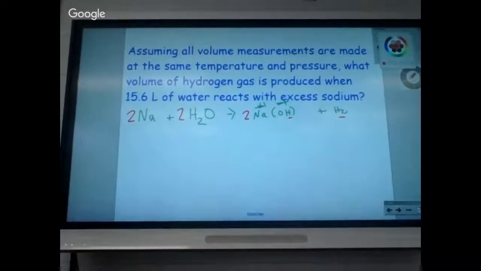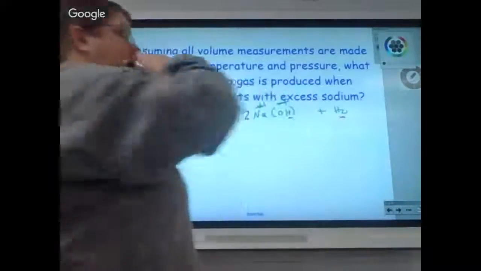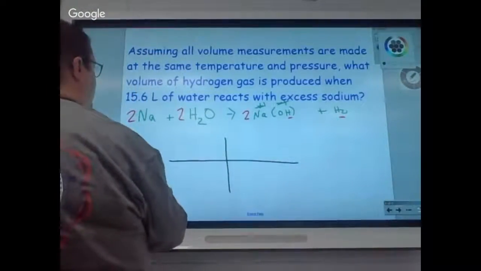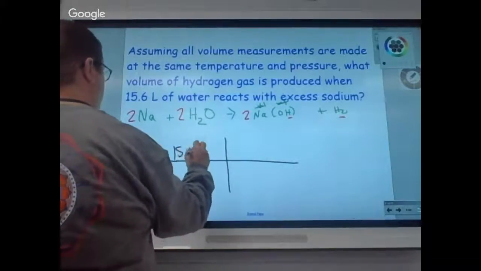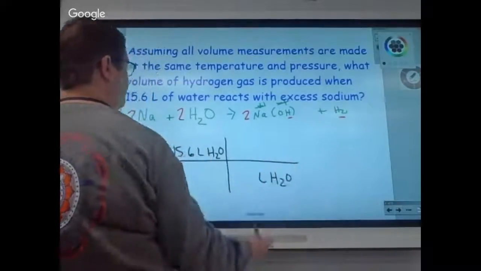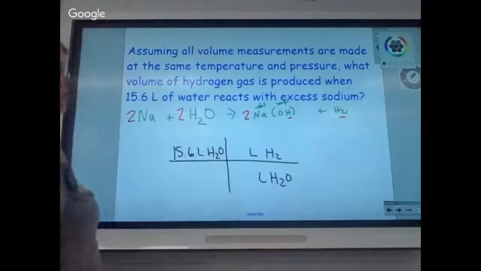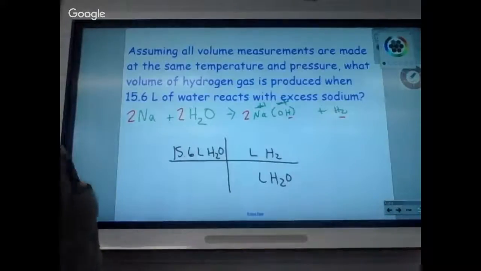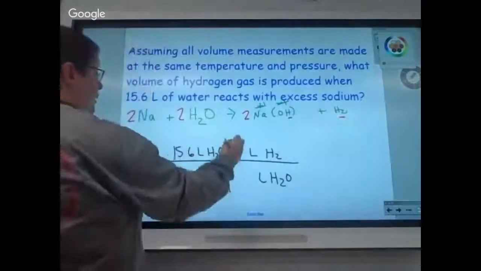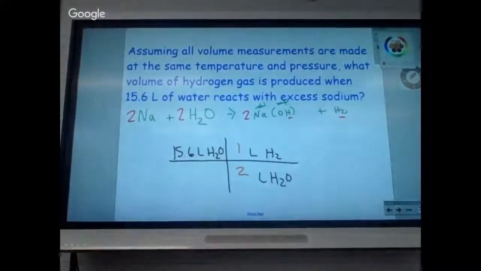So what do I do now that I have the equation? Make the chart. Okay, what goes on top? 15 liters of water. All right, what goes on the bottom? Okay, what do I put on the top? Liters of hydrogen, because that's what I asked for. All right, where do the numbers come from? The balanced equation. So what's in front of hydrogen? 1. And in front of water? Yep. What's that going to give me? 7 point something?